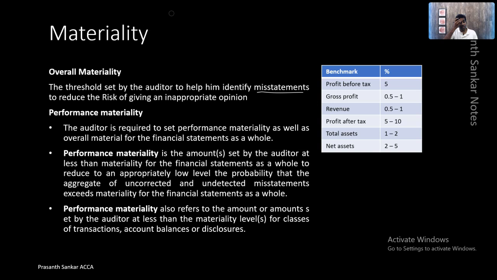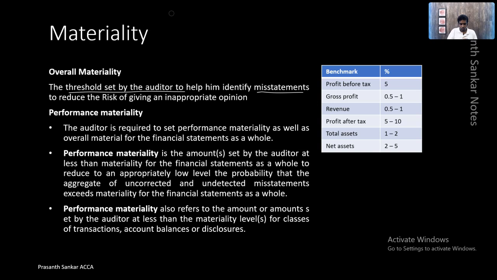Misstatement is simply the difference between what is supposed to be accounted and how it is actually accounted. The standard says you have to account for it in this way. That's how it has to be accounted. And if the client does not do that, it's a mistake. Now, to identify the misstatement, the auditor establishes a threshold.